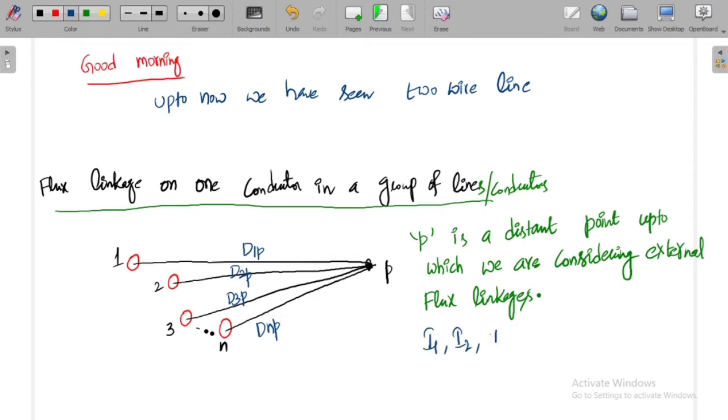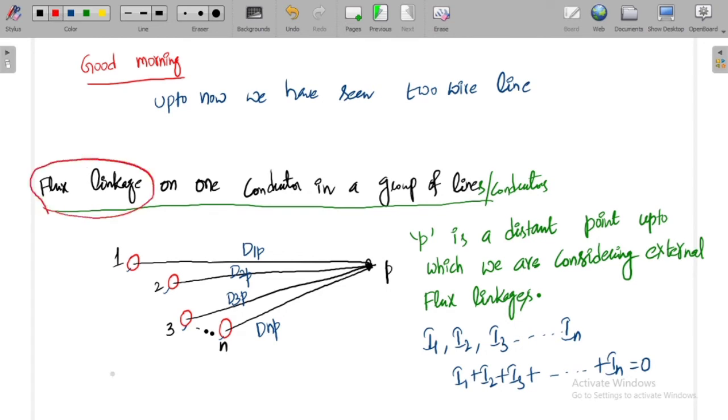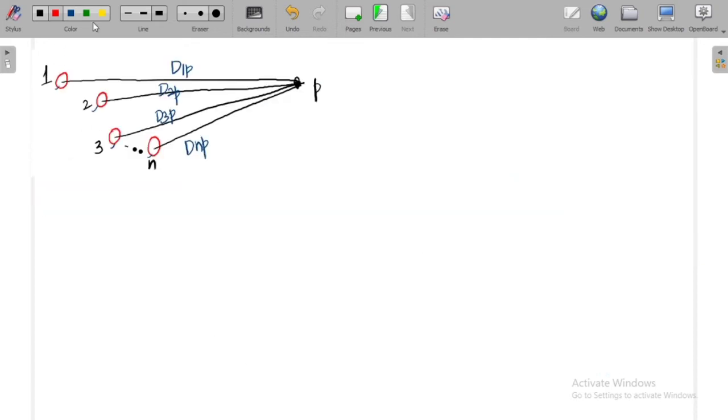Now as all these are conductors, I am assuming I1, I2, I3 and so on up to In as the currents flowing through conductors 1, 2, 3 and so on up to N respectively. These are the currents flowing through all the conductors available in the region. And the relation between the currents, which I am assuming, is that the sum of all the currents must be equal to 0. The phasor sum of all the currents must be equal to 0. This is the assumption that I am taking. Now what I am trying to find is the flux linkage on the first conductor.